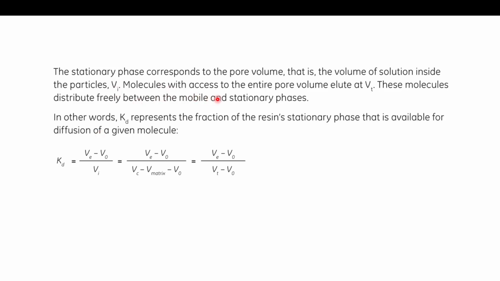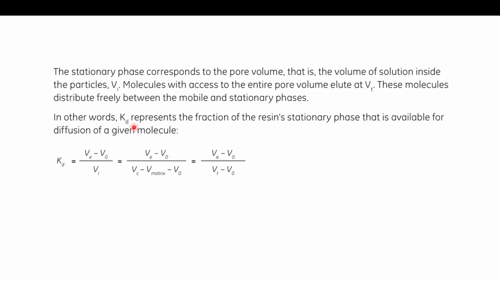Molecules with access to the entire pore volume will elute at Vt, or the total volume, right? So these molecules distribute freely between the mobile phase and stationary phases, because they are passing through all the pores of the resin. But the larger solute particles or larger molecules aren't really interacting with the pores. They won't be occupying this pore volume. They will just pass through the void volume, whatever volume or space outside the pores is available, which will be used by larger molecules that have limited access or no access to the pores.